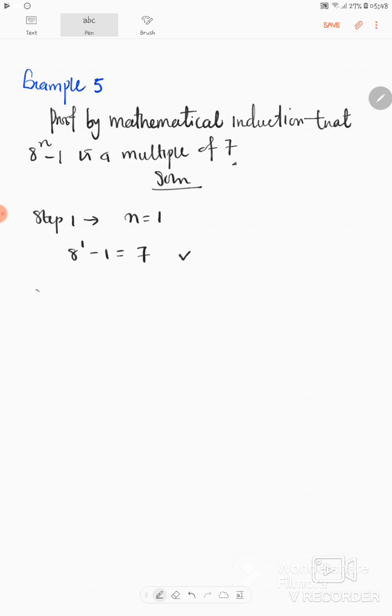Now let's go for step 2. Step 2 says n equals k. That is, anywhere you see n, put k into it. Now we're going to have 8 raised to power k minus 1. Since the set is a multiple of 7, therefore let's just say it equals 7p.